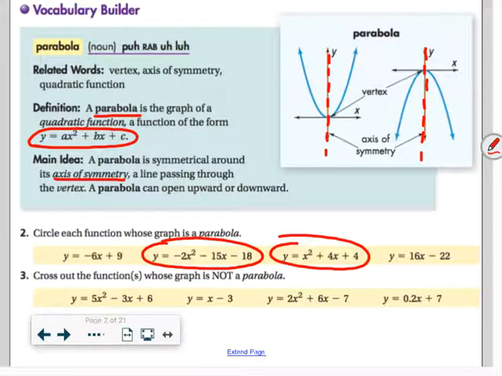All right, now, in number 3, cross out the ones that are not parabolas. Which ones did you cross out? I did the second one and the fourth one. Good job. And what was missing that it wasn't a parabola? It doesn't have the x squared, right? Yeah. It does not have the x squared.